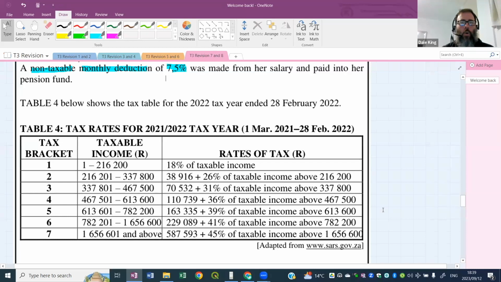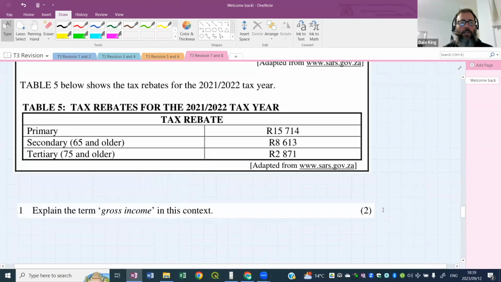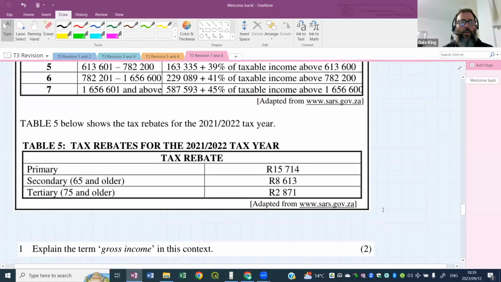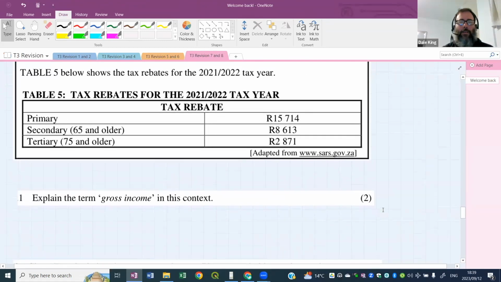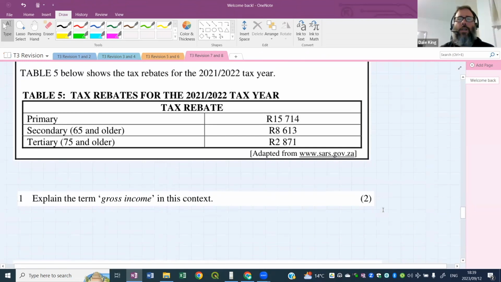All right. What are the questions? Let's see. There's the rebate table at the bottom as well. Anything else? No. Explain the term gross income. What is gross income?